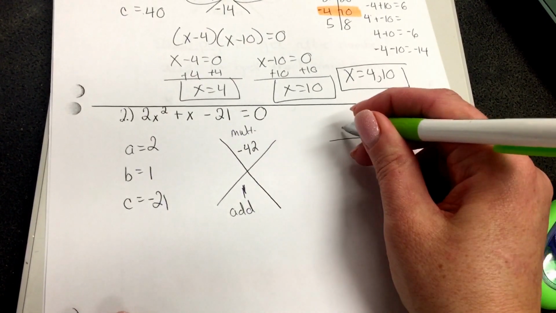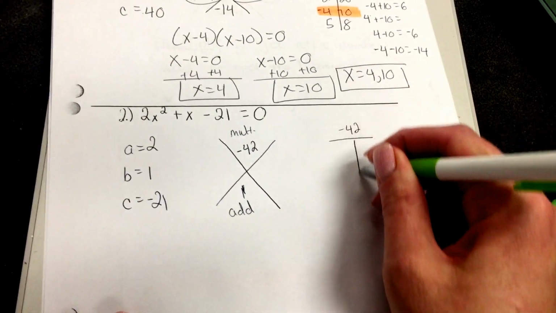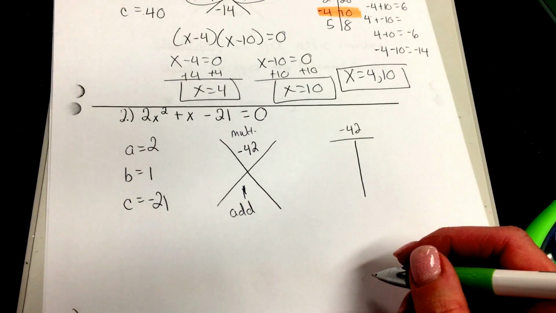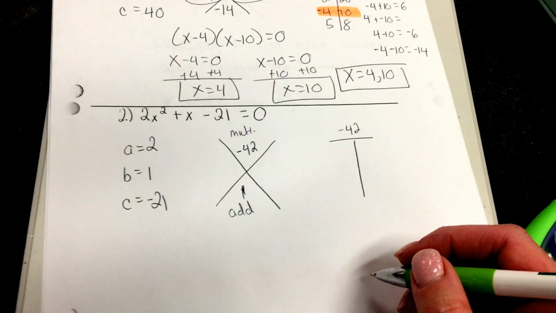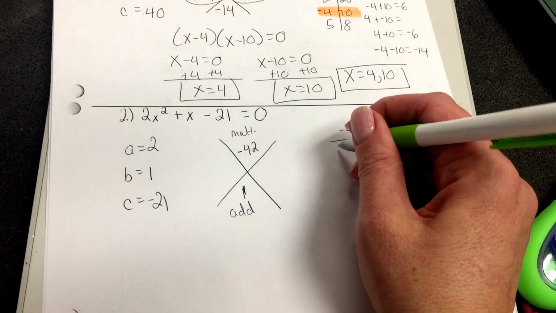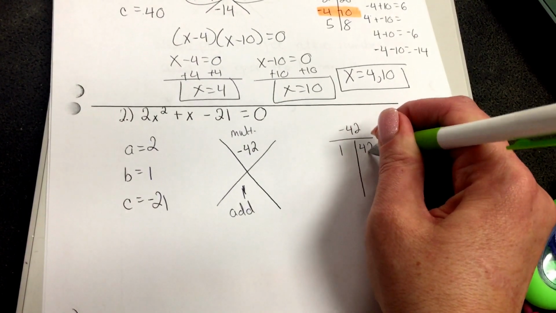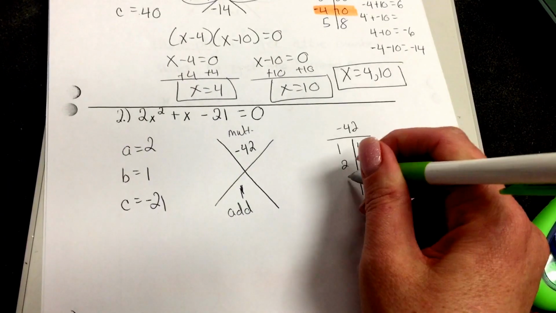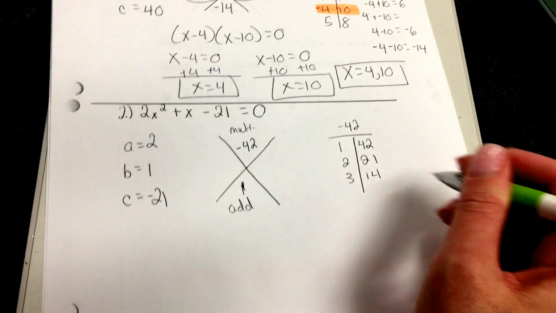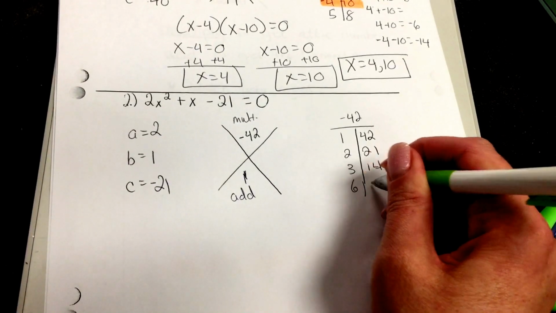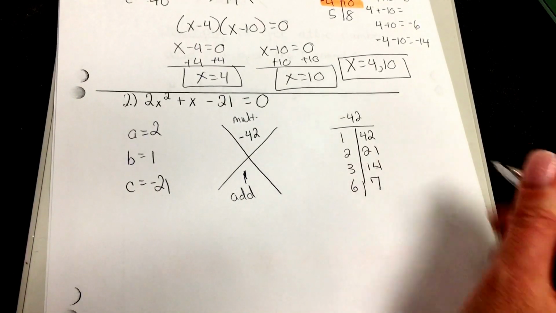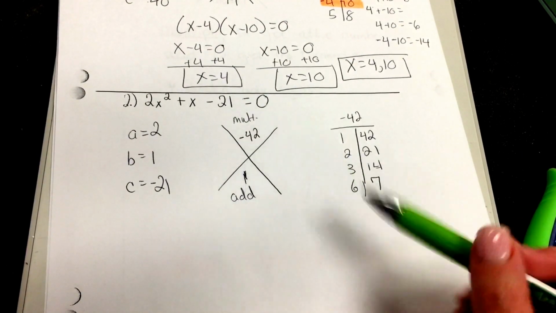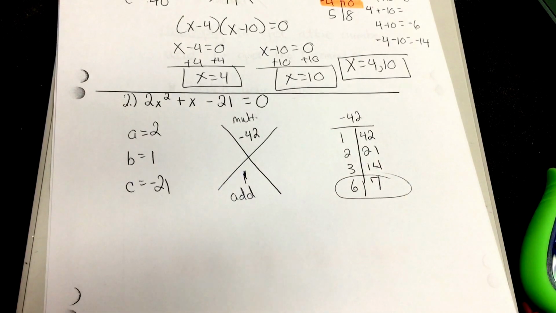So let's set up our T-chart for negative 42. I'm not going to worry about the negative at this moment. I'm just going to pay attention to my factors, okay? So we have 1 and 42, 2 and 21, 3 and 14, 6 and 7. Okay, remember I have to add numbers together to get 1. This is my only option right there.